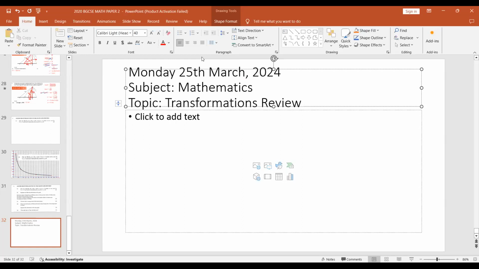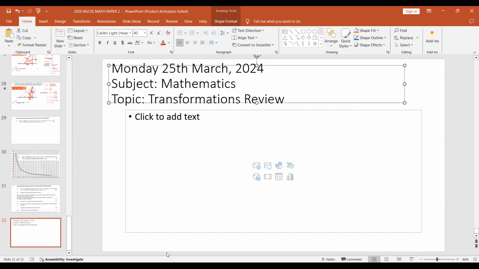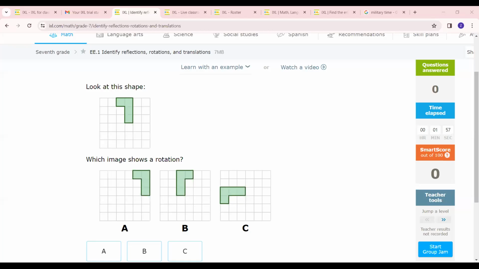But I'm going to allow you to do it on your own. First, I'm going to walk through some problems with you, and after I walk through them, I'll allow you to do it on your own. So let me share my screen with you all. Many of you may already be familiar with IXL. We're going to be using IXL today to get some practical experience with transformations.